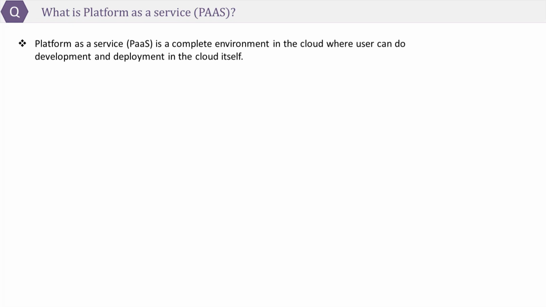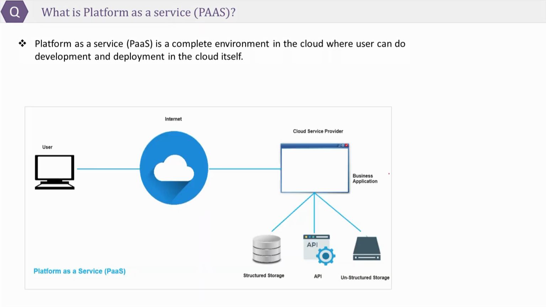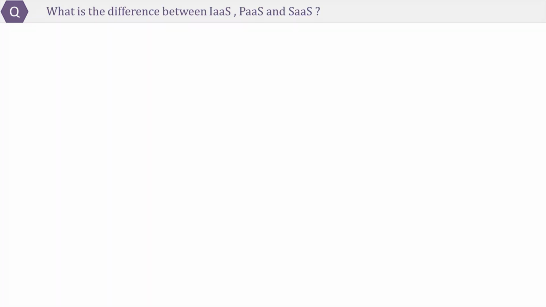Platform as a service is a complete environment in the cloud where the user can do development and deployment in the cloud itself. So in the past, everything like hardware, software, infrastructure was provided by the service provider for developing, running and managing the application. In the case of Power Apps, you don't need to install anything and you can directly start working in this environment. The next question is, what is the difference between IaaS, PaaS and SaaS?